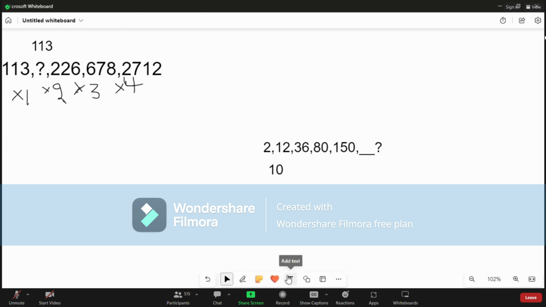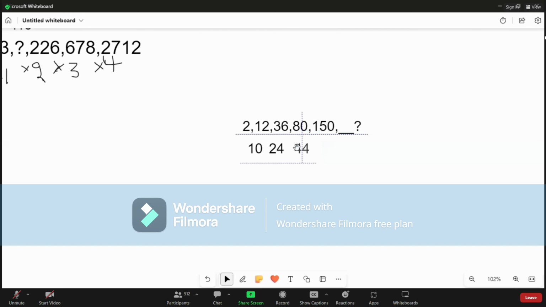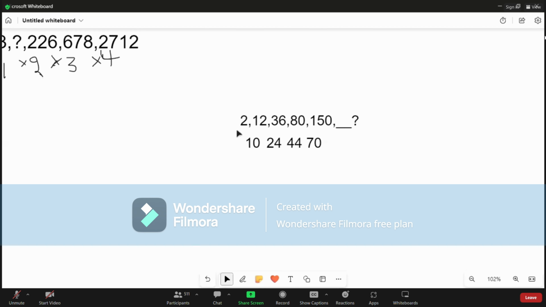No, no. Product logic doesn't work for this one. So we'll try checking what is the difference that is coming. So 12 and 36, the difference is 24. And then 36 and 50, it is 44. And then 80 and 150, it is 70. As I have mentioned, this is the first set of difference.